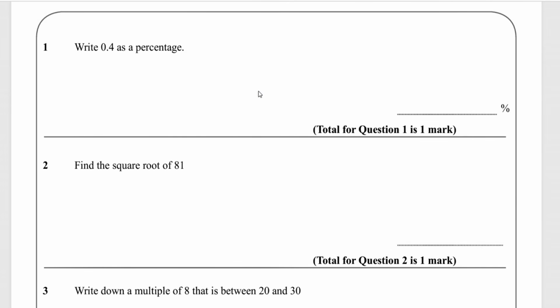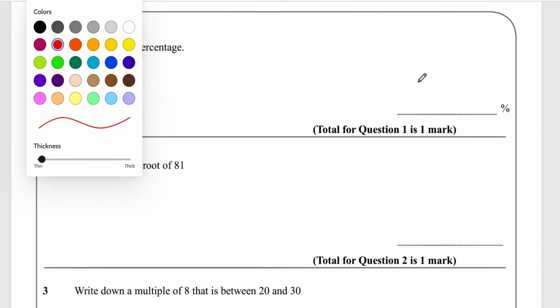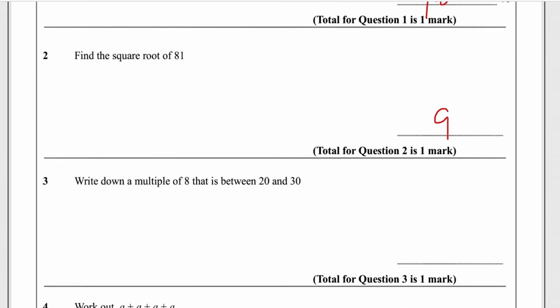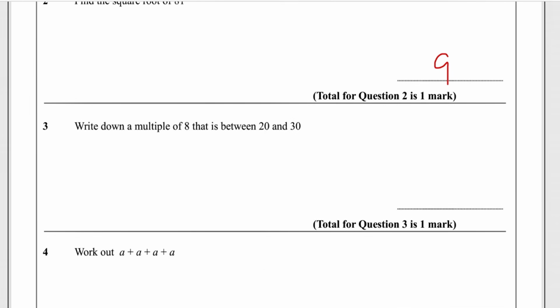You can see similar things in the exam. Okay, 0.4 as a percentage. Most of you know this by now. This is 40%, right? 0.2, 20%, 0.8, 80%, 0.4, 40%. Square root of 81. What number times itself is 81? That's 9. Okay. Number 3 question. A multiple of 8 between 20 and 30. 8, 16, 24. 24 is a multiple of 8 between 20 and 30.